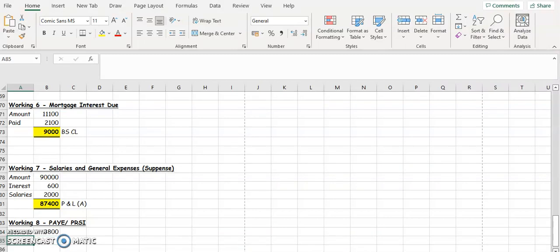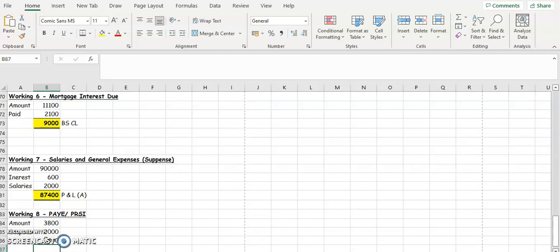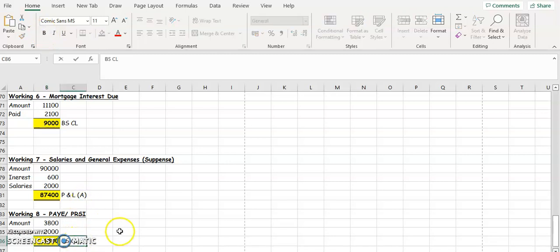We got our suspense, which is 2,000. So what we've left to pay, what we should pay, is 1,800. And that then goes into your balance sheet. Your current liabilities are creditors due within 1 year.